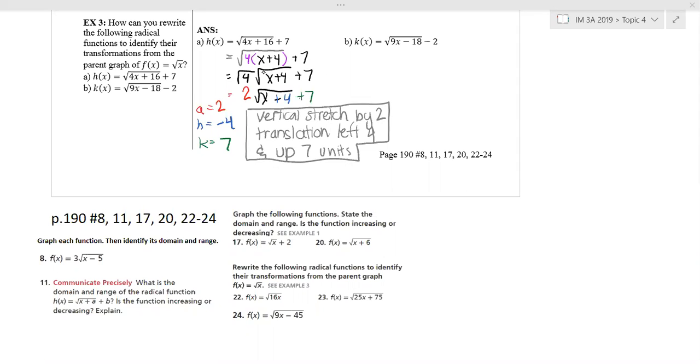value of 4 and factoring it out so that we can take the square root of 4. So looking at B, I would factor out a 9 from 9 and 18 so that I can take the square root of 9 for my a to become a 3.